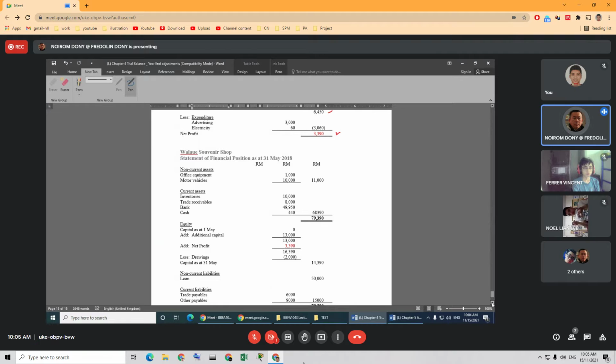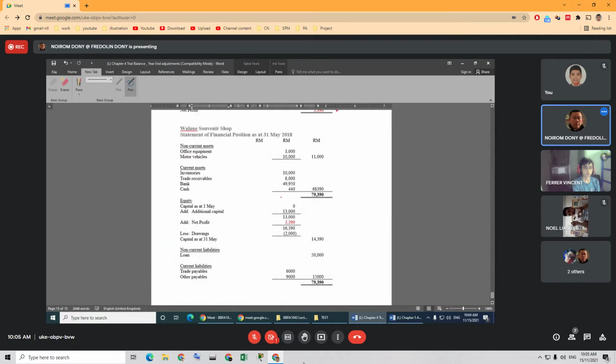Okay, in the equity, we don't have opening capital. We only have additional capital because the business just started, isn't it? So 13,000, plus the net profit, 3,390, less drawing from the trial balance. So this is your closing.